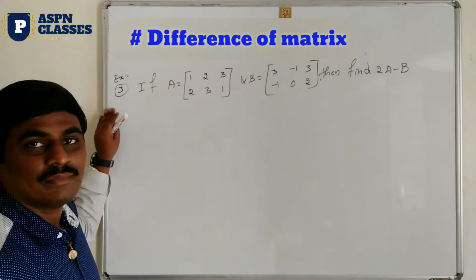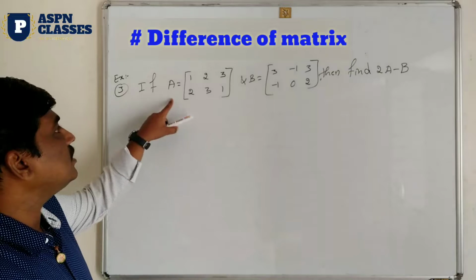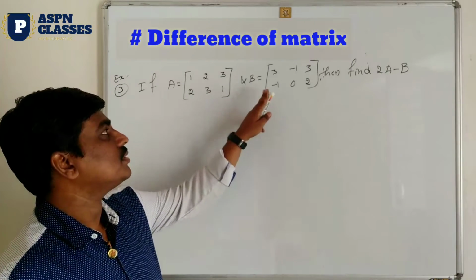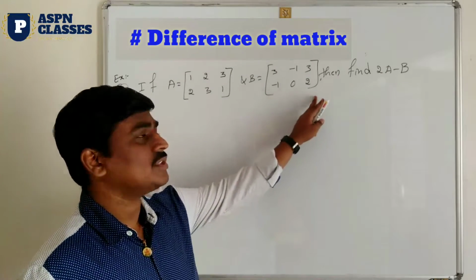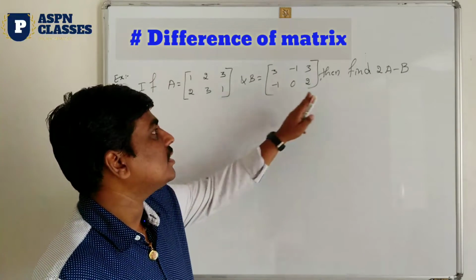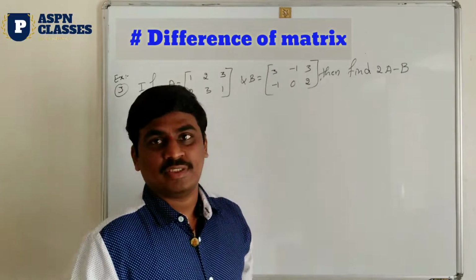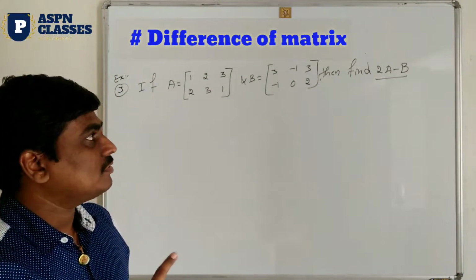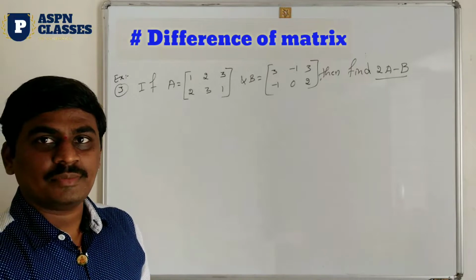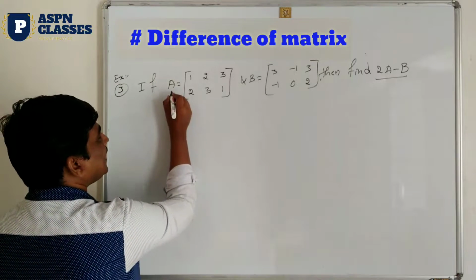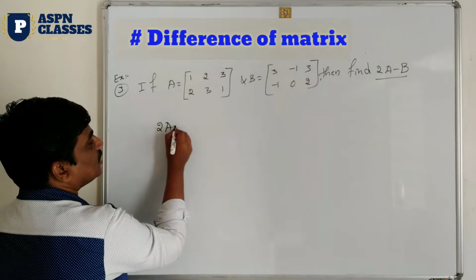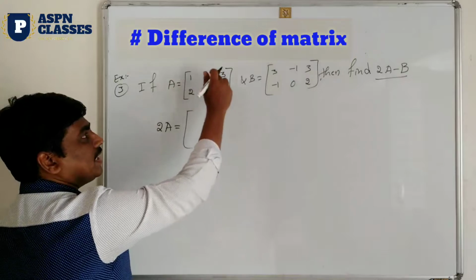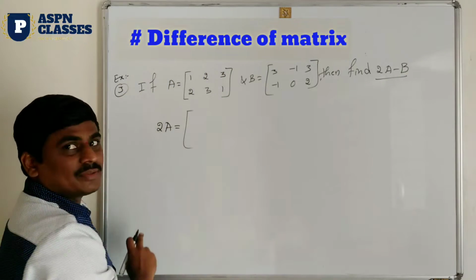So there is one more example here. Observe, if A is equal to 1, 2, 3, 2, 3, 1 and B is equal to 3, minus 1, 3, minus 1, 0, 2. These two matrices are given here. Then find 2A minus B. First you observe the question, 2A minus B. First you find 2A, then subtract the B matrix. A is already given. First you find the 2A answer. 2A means multiplying all the elements by 2. Correct? That is the scalar multiplication.